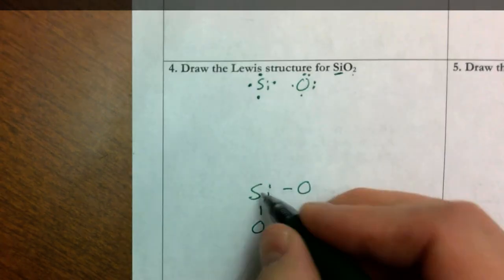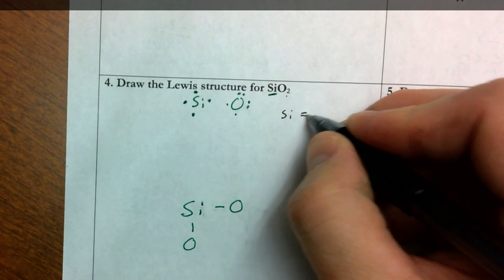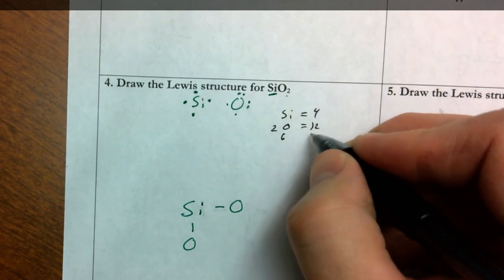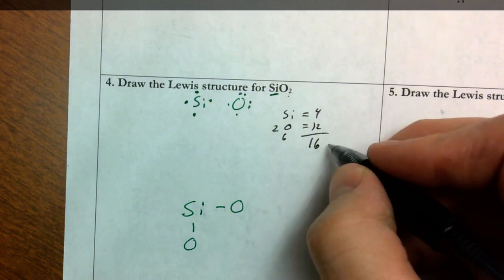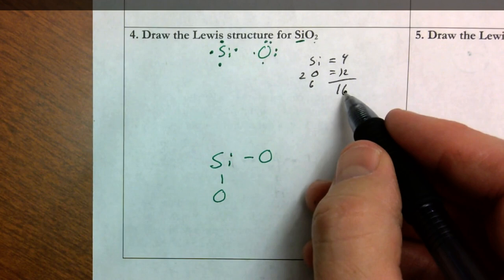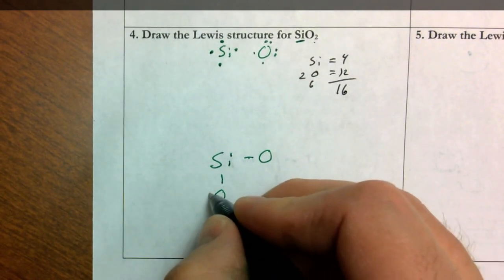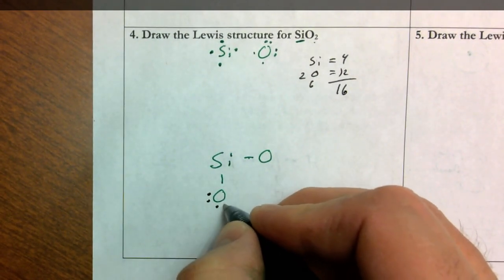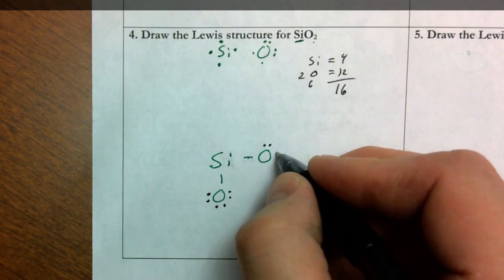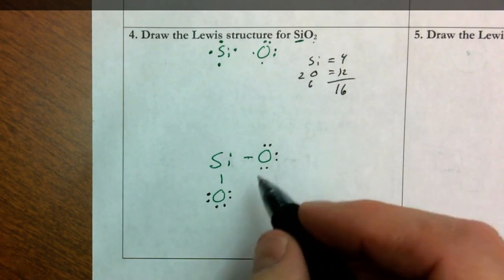Okay, 2 oxygens, 1 silicon. Count up valence electrons. Silicon has 4, and the 2 oxygens each have 6. So 2 times 6 is 12, and we have 16, which is an even number. It's good. So let's go ahead and count from 0 up to 16 in pairs. We have 2 in that bond, 4 in that bond, 6, 8, 10. That oxygen's full. Let's come to this one. 12, 14, 16. Now we've got all the valence electrons on there, but is everybody full?